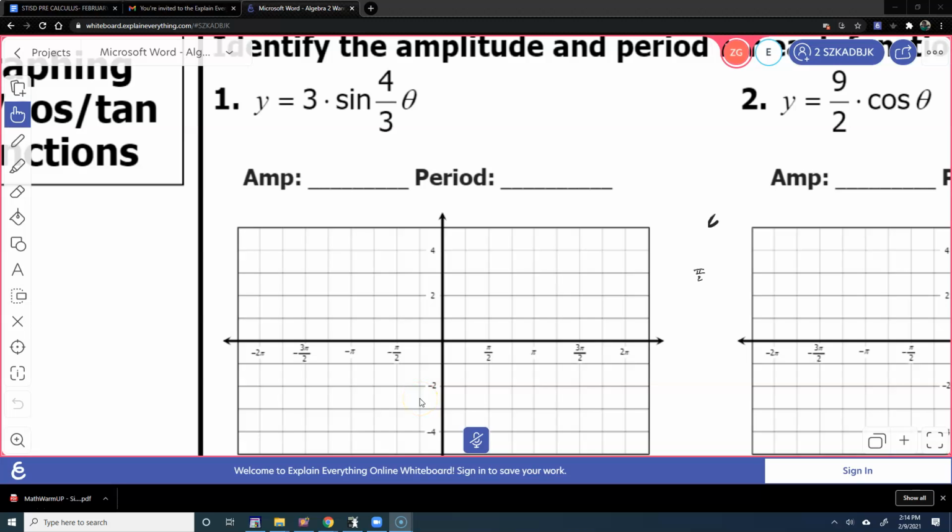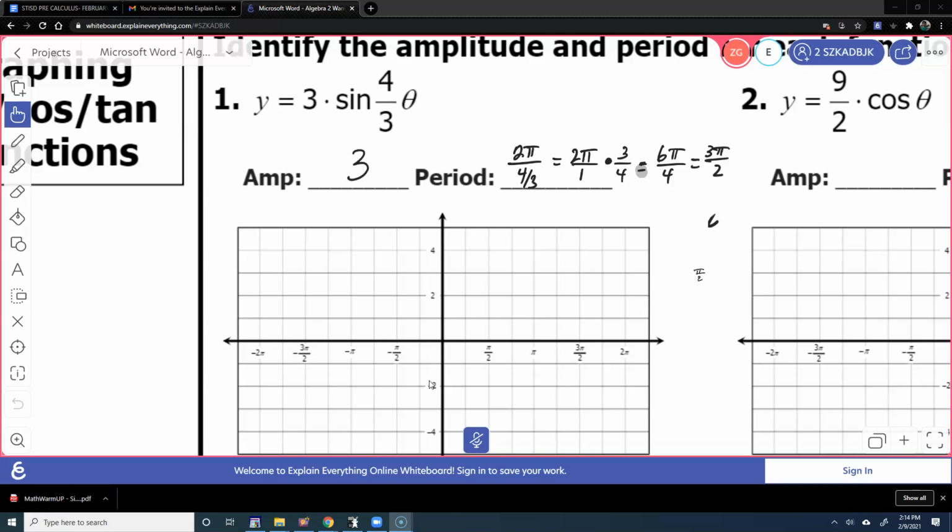For number 1, the amplitude is 3, and the period will be 2 pi divided by 4/3, which is equal to 2 pi over 1 times, remember the reciprocal when you're dividing by a fraction, the reciprocal of 4/3 is 3 over 4, which gives you 6 pi over 4, which reduces to 3 pi over 2.